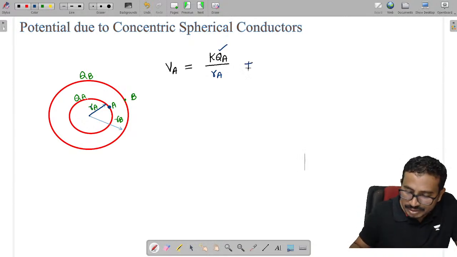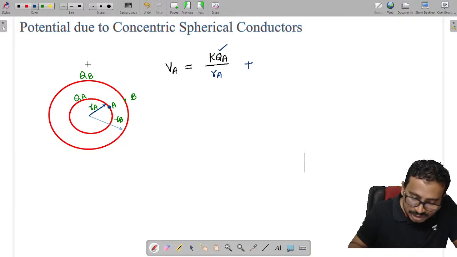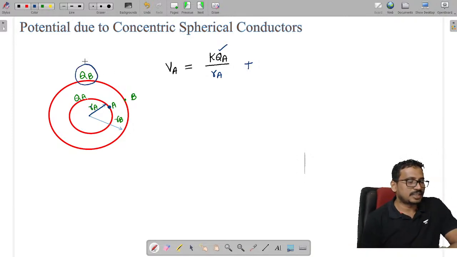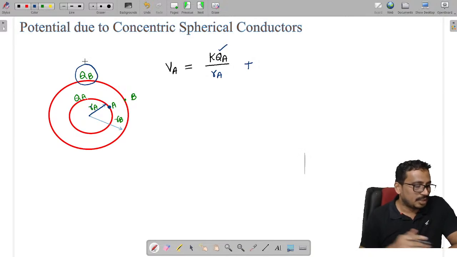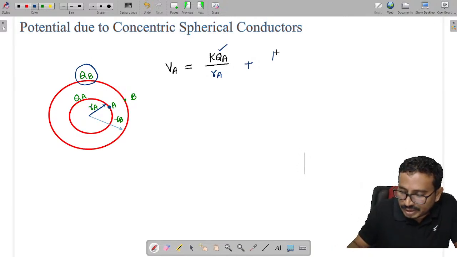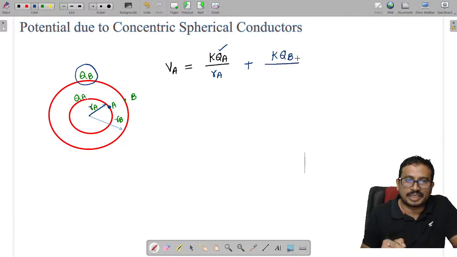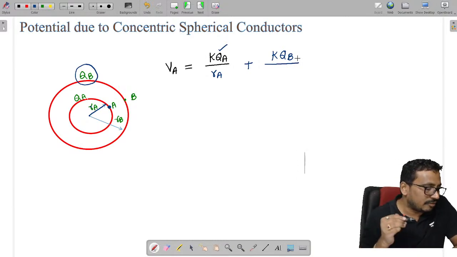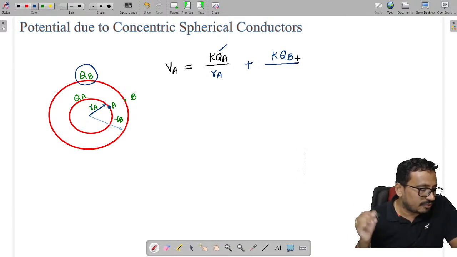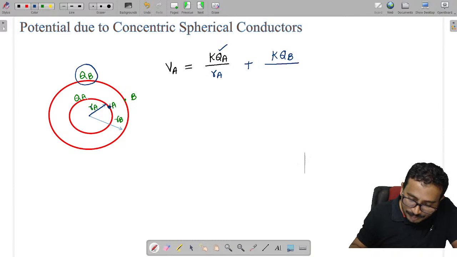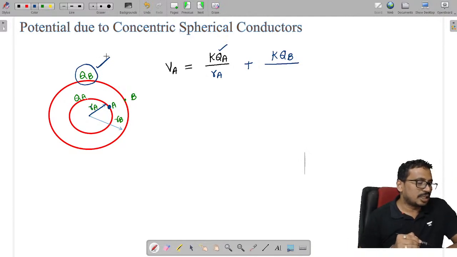Now I need the potential because of the second charge, the second sphere charge, that is QB. Tell me what I can write now here, that is KQB. Now I want to find the potential at the point A because of this QB.